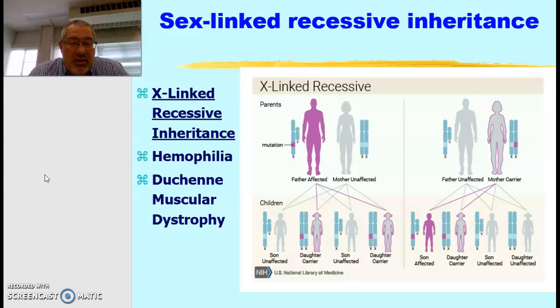Hemophilia is one I'll use. A failure of the blood to clot properly. In this case, we use a letter X and a letter Y to represent the sex chromosomes, and then superscripting above the X, we either place a dominant letter or allele or a recessive allele.